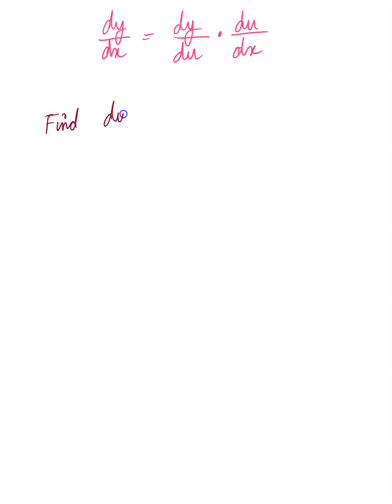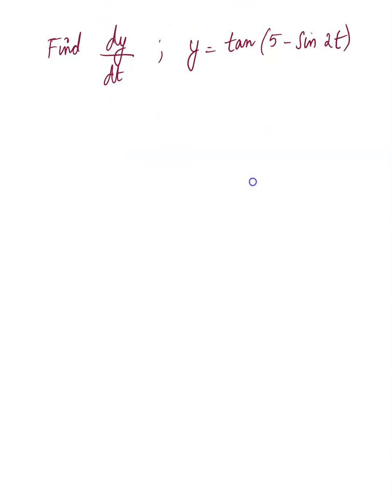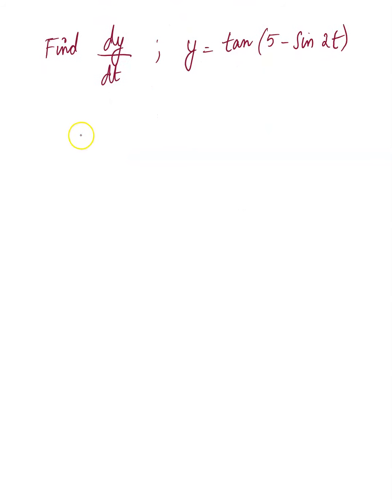Find dy over dt. Y is tan of 5 minus sine 2t. Okay. So we have a lengthier expression, I should say. So let me write this out one more time so that we could identify the outside and the inside and so on.